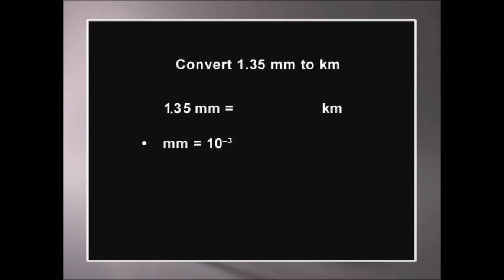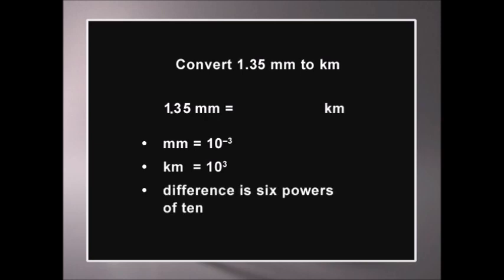Milli means 10 to the minus third. Kilo means 10 to the plus third. Now, how many powers of 10 do you need to go from 10 to the minus third up to 10 to the plus third? 6. That means that I'm going to have to move the decimal point 6 places. That's kind of a lot, but that's what I'm going to have to do.